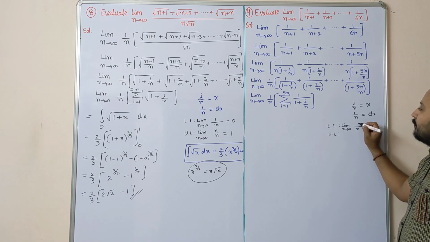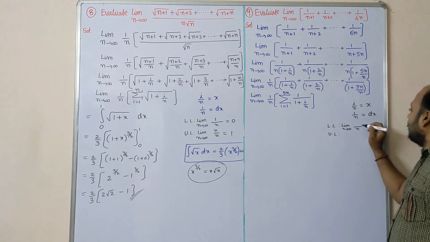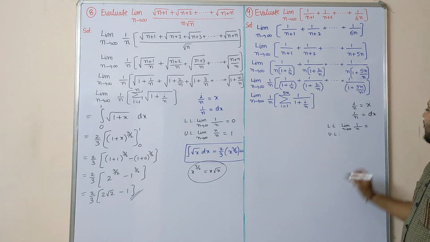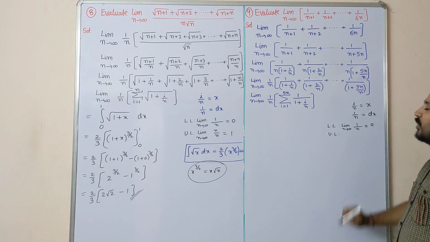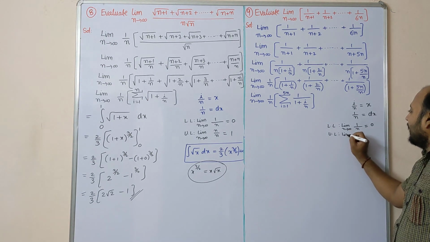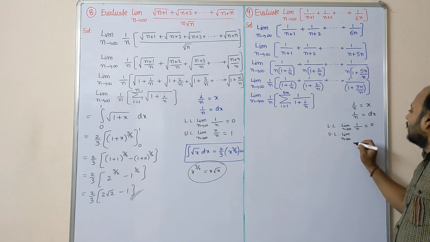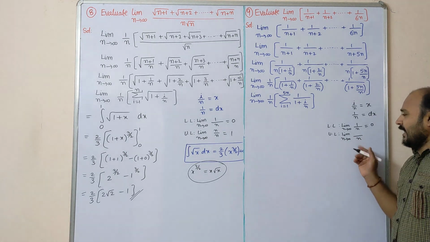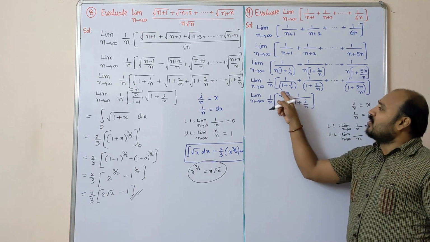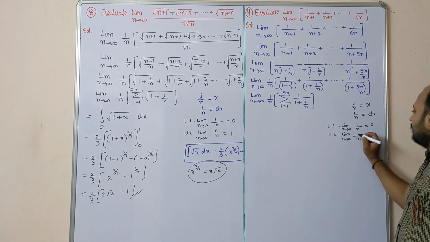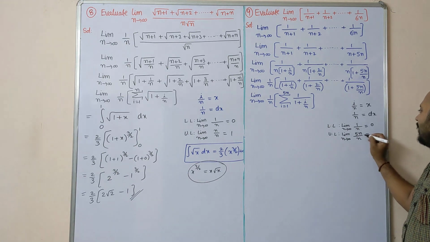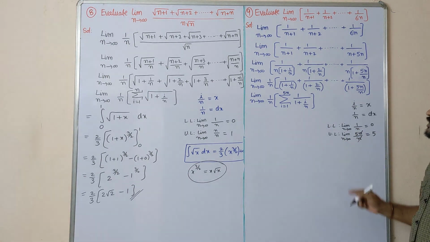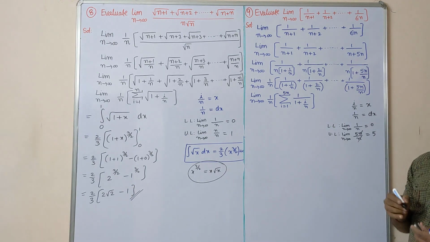Initial value of i is what? 1. By total number of values are n. So 1 by n. Limit n tends to infinity, 1 by n is what? 0. Similarly, upper limit n tends to infinity. Total values of n is number of divisions n. What is the final value of i? I is equal to 5n. Here n get cancelled. Limit n tends to infinity, 5 constant is what? 5. So lower limit is 0, upper limit is 5.